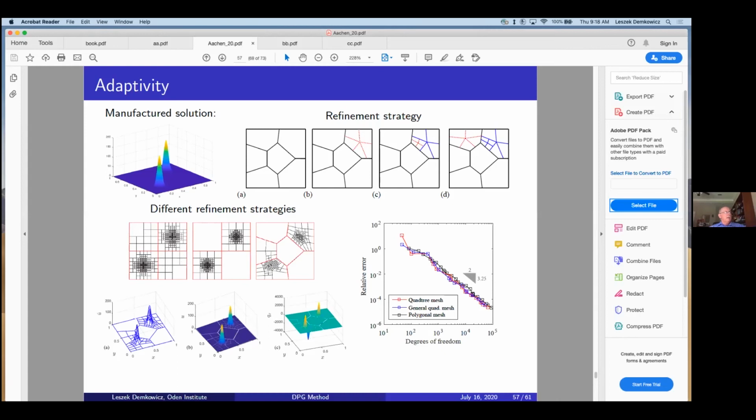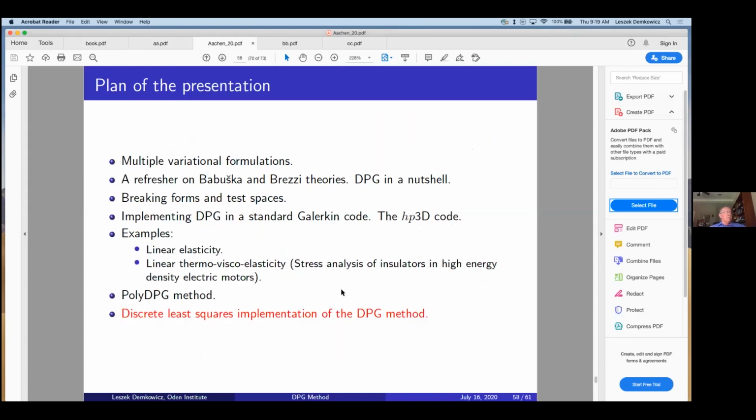This is the standard H strategy that has been in my codes, and it is in our 3D code. And this is what the poly DPG produces, and the more exotic form elements here. And when it comes to adaptivity, this is h-adaptivity only, all three strategies give you the same rate of convergence. So the poly DPG can be seen also as a technology to avoid hanging nodes, constraint approximation business.